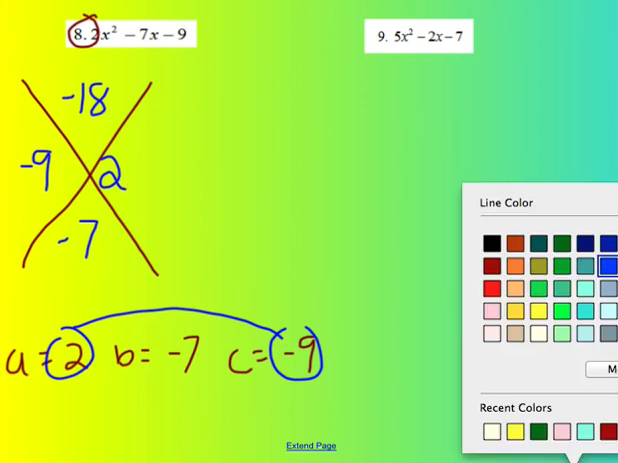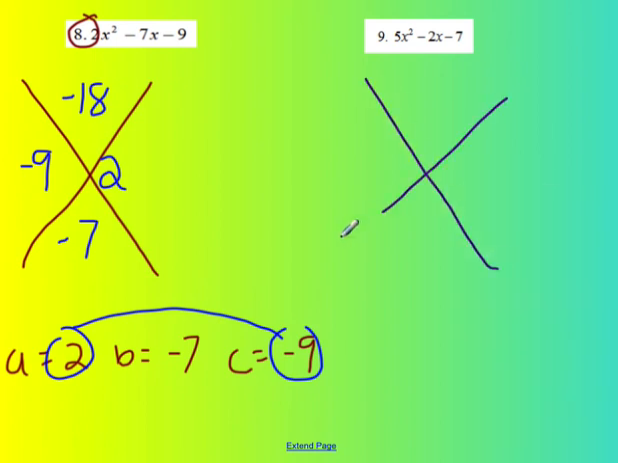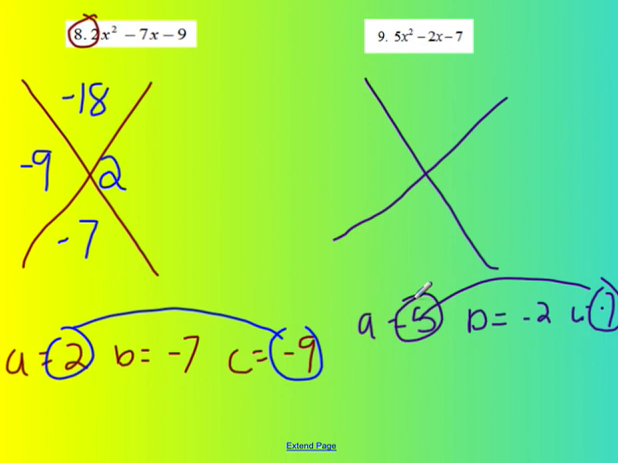Okay, let's take a look at number 9 and then we're done. So setting up the x for number 9. My a is equal to 5, my b is equal to negative 2, and my c is equal to negative 7. So now I'm taking negative 7 times 5. So negative 7 times 5 gives me a negative 35, adding to a negative 2.